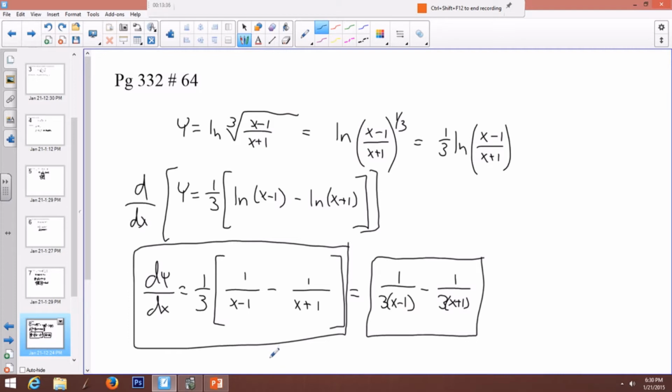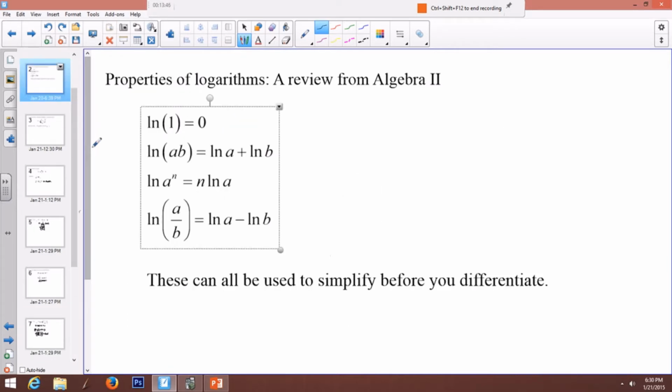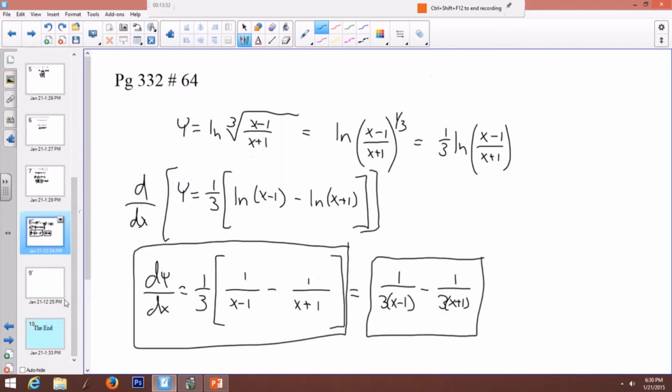So again, when you get a harder problem with these natural logarithms, take a minute, look at those expressions and these properties of logarithms, and see if you can't simplify it a little bit. Try to keep yourself from doing a bunch of additional chains, because a lot of these functions are going to be compositions of multiple functions.